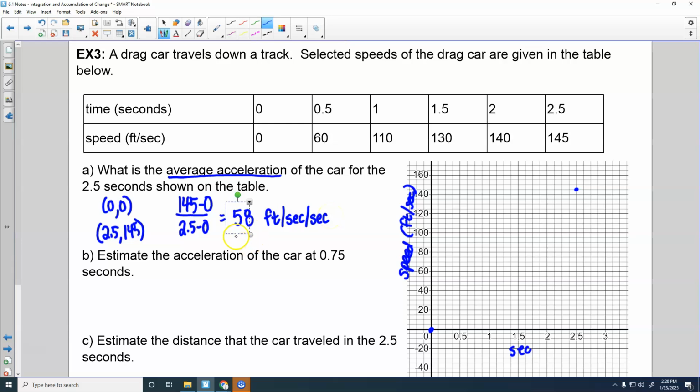Yes, you can. It's okay to do 58 feet per second squared. Either one of those is fine.